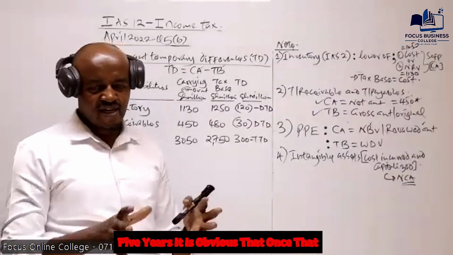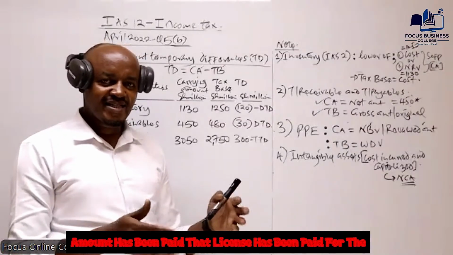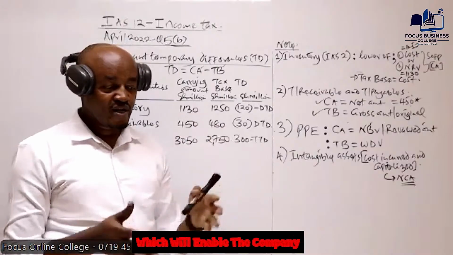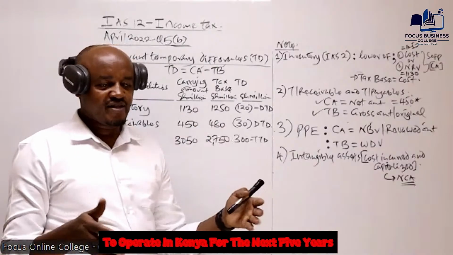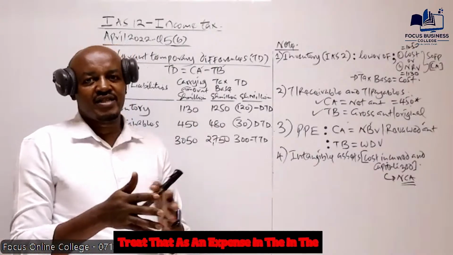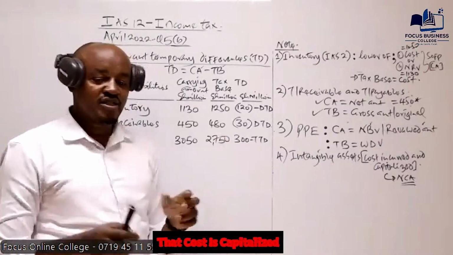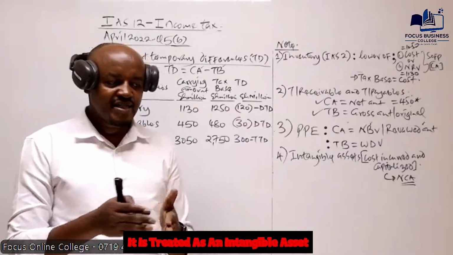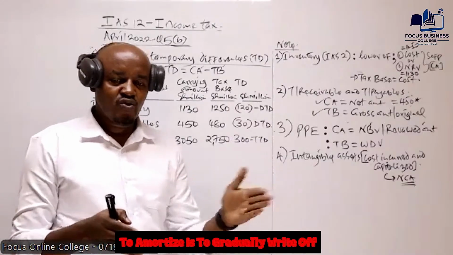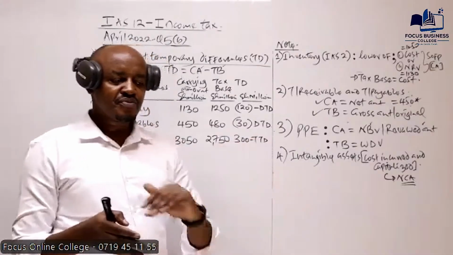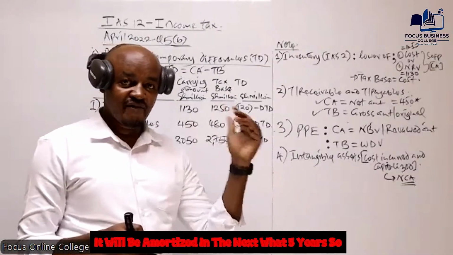It is obvious that once that license has been paid, which will enable the company to operate in Kenya for the next 5 years, that company cannot treat that as an expense in the income statement. So what happens is that cost is capitalized. It is treated as an intangible asset, and then it will be amortized. To amortize is to gradually write off. It will be amortized over the next 5 years.